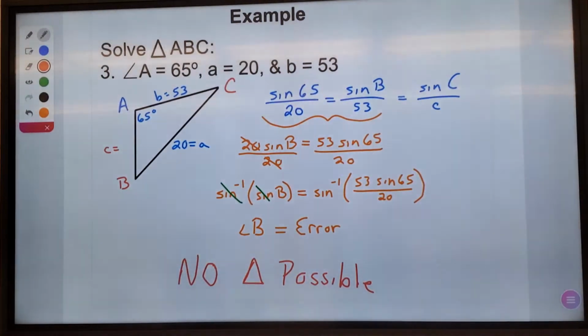Okay, you cannot create a triangle using the information that we have been given. Okay, so this is that one case where, again, you could have no solution. So if you have an error message, that doesn't mean that you've necessarily messed up. It could mean that I gave you a triangle that did not actually have a solution.